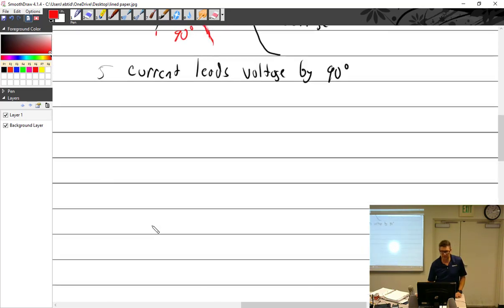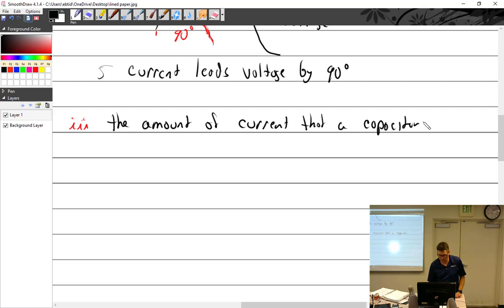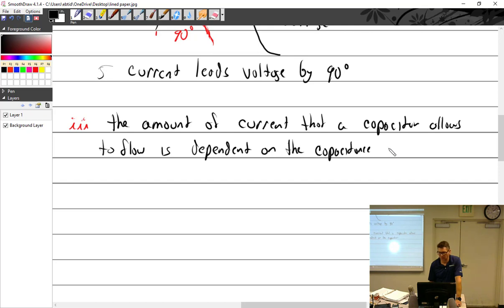The amount of current that a capacitor allows to flow is dependent on the capacitance of the capacitor and frequency.